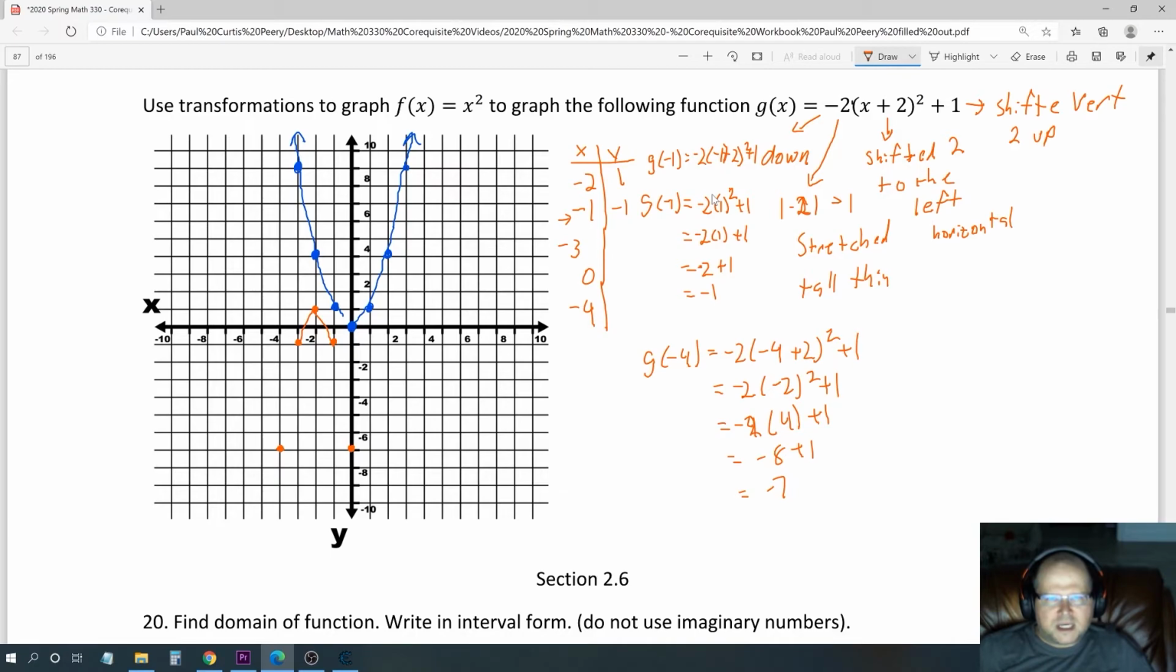Which should be right here. And let's see what happened. Sure enough, we ended up with (-4, -7), which is right there. So that actually worked, right? And then mirror image across the vertex, sure enough, there's another point over there. So if we plug in a 0, we would expect the same kind of thing. And yeah, it verified. Okay. So we know we're right.